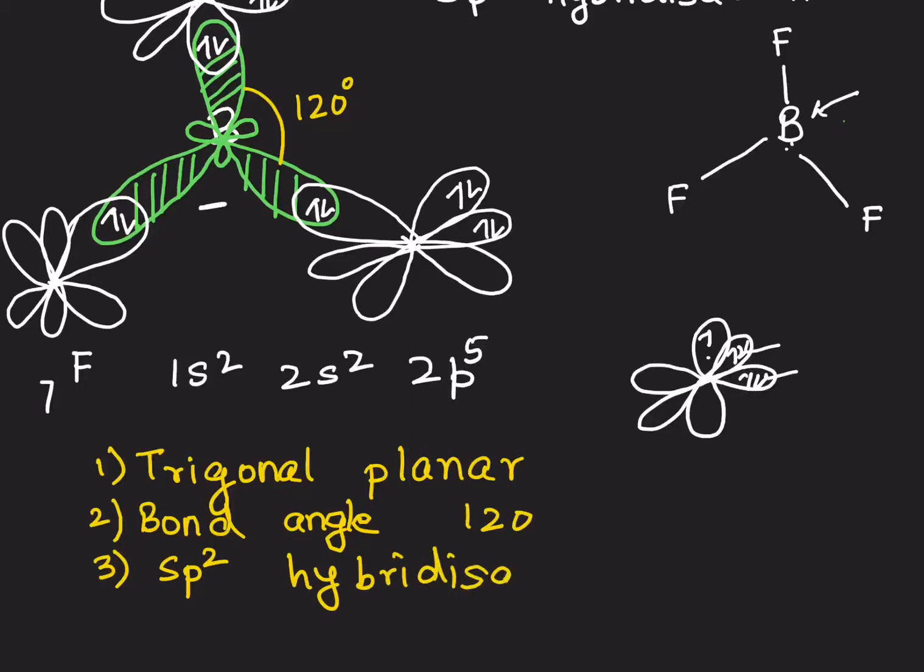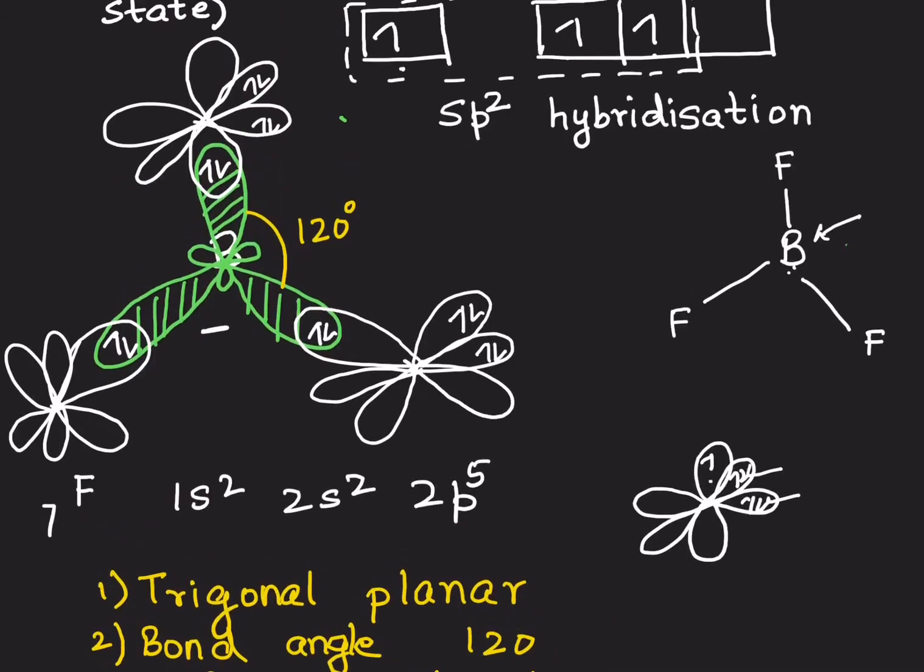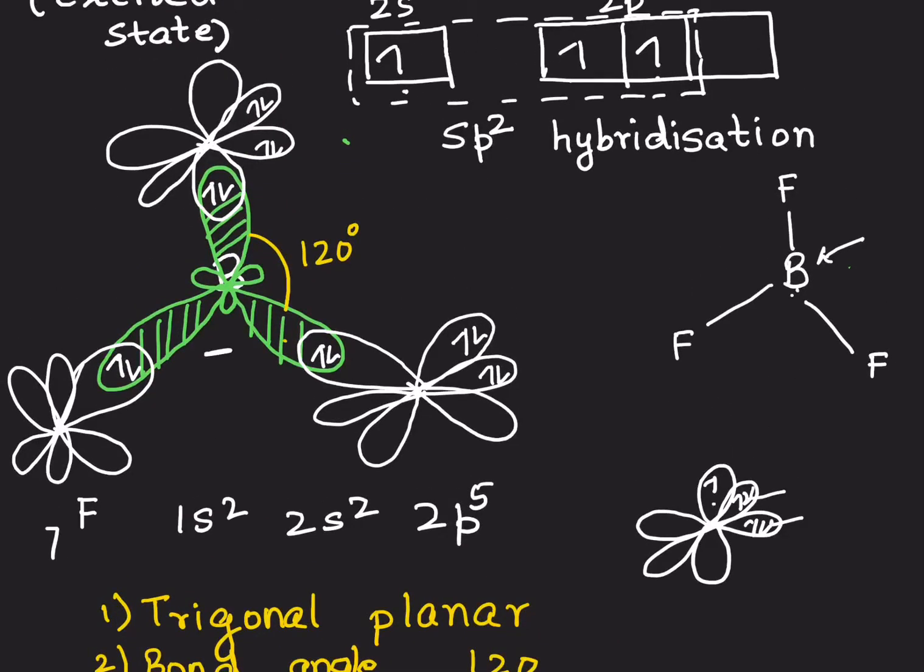Okay, let's talk about one more thing. The overlap that is taking place. What type of overlap is this? Is it sigma or pi overlap? Is it sigma bonding or pi bonding? Go ahead, think. I'm waiting for you to think to yourself and be ready with the answer.